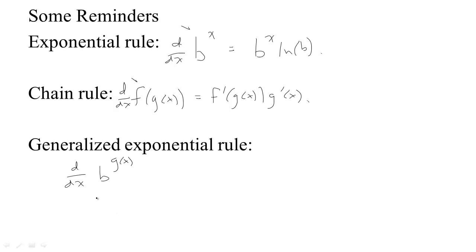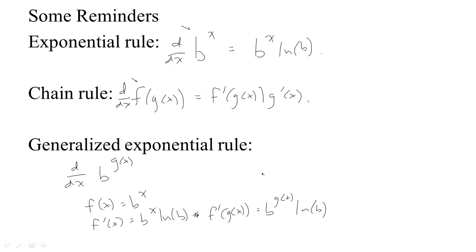So this is just a case of the chain rule where our outside function is b to the x. So the derivative of our outside function is going to be b to the x ln b. The chain rule says you're supposed to take the derivative of the outside evaluated at the inside. If we plug g of x in here, we're going to get b to the g of x times the natural log of b. So if we assemble that all together, the derivative of b to the g of x would be the derivative of the outside evaluated at the inside times the derivative of the inside. So we have this generalized exponential rule, and that's going to be handy when we go to take the derivative of a logarithmic function.